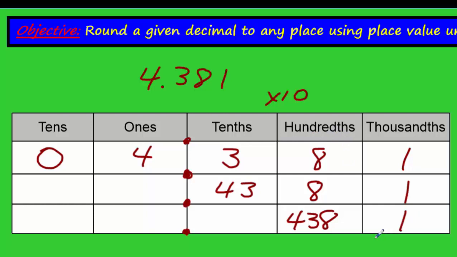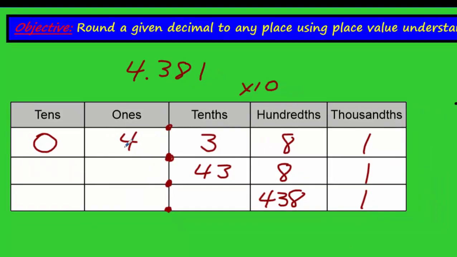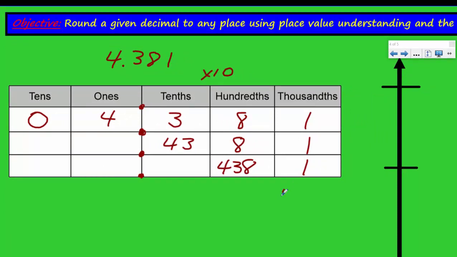Now we can also put this into thousandths as well. Again, there's 1,000 thousandths in one whole. So that gives us our 4,000. I'm just going to come down here, even though I don't have a box for it. And again, you can see the pattern.